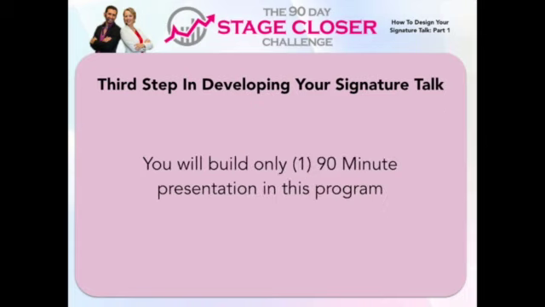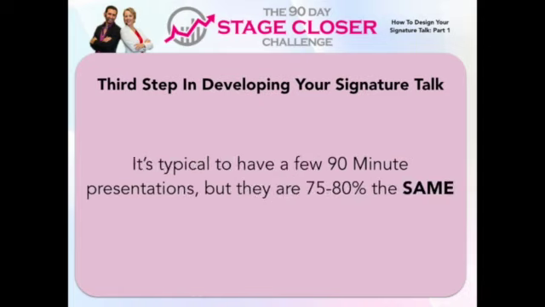Now, I want you to be clear so that I don't confuse anyone. You are building one 90-minute signature presentation in this program, but typically it's common to have a few different topics that you could speak about and maybe end up having a few different 90-minute presentations. But here's the trick. My preference is that most of your 90-minute presentations, if you have 2, 3, or 4 of them, are essentially about 75 to 80% the exact same, with literally just a section or 2 of different content that you swap in and out to suit the particular topic or audience. And you'll really understand this more and more as we keep going further and I start to decode the 90-minute presentation for you in future training videos.